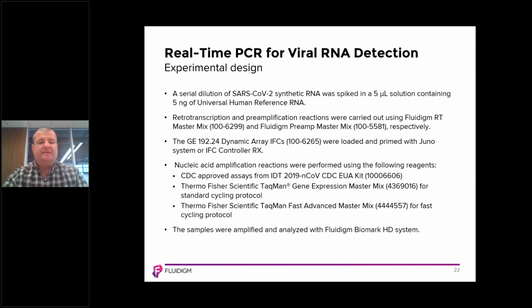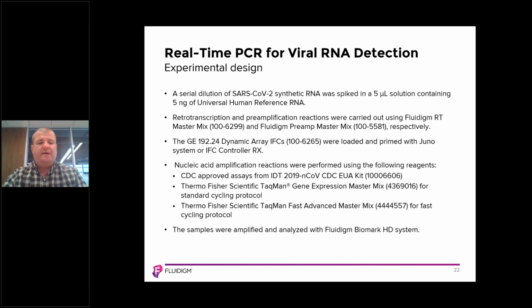Of course, our experimental design is that a serial dilution of SARS-CoV-2 synthetic RNA was spiked in a 5 microliter solution containing 5 nanograms of universal human reference RNA. Reverse transcription and pre-amplification reactions were carried out using the Fluidigm reverse transcription master mix, part number shown, and Fluidigm preamp master mix, part number shown, respectively.